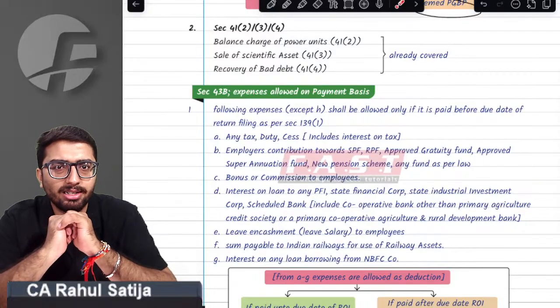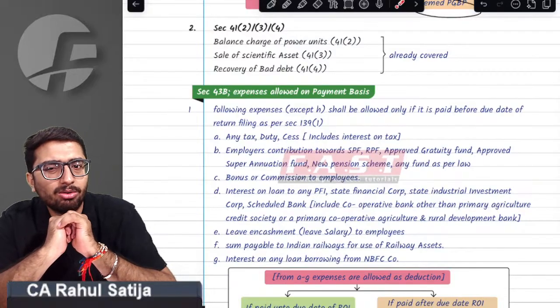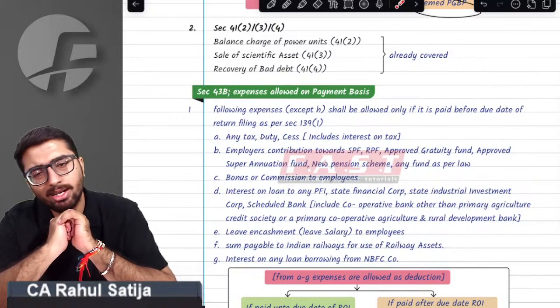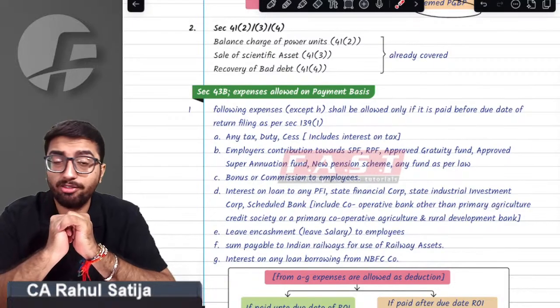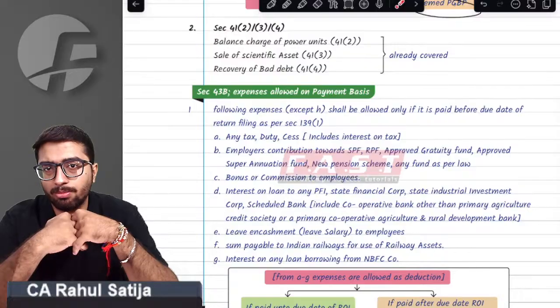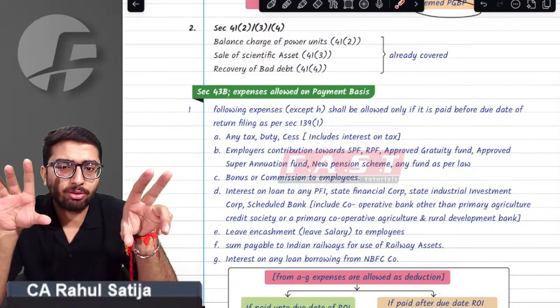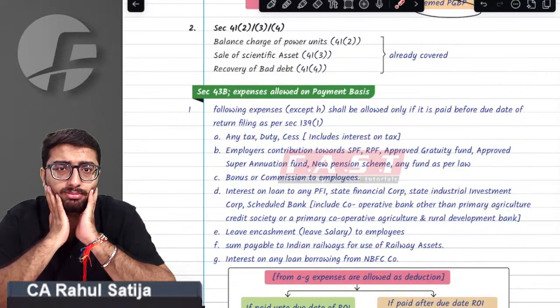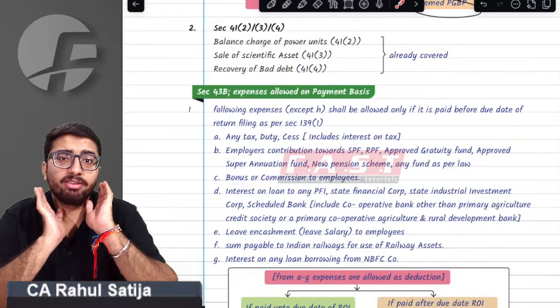There are certain expenditures in income tax that will only be allowed on payment basis. That means you incur such expenditure, no issue. But you have to pay such expense up to the due date of return of income. Up to the due date of ROI, you just have to pay such expenditure. If you do not pay, we'll disallow such expenditure.